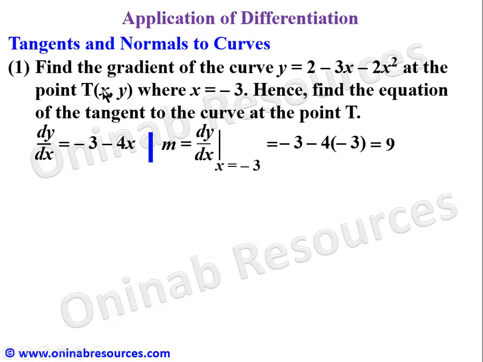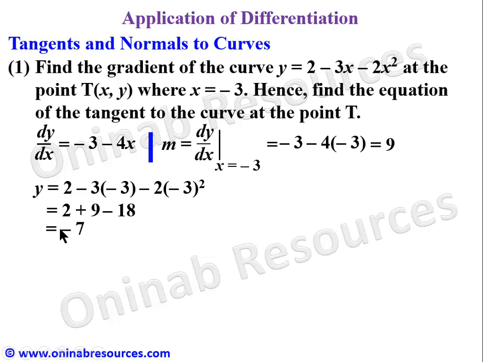So at this point (x, y), we need to find the value of y. To find the value of y at that point, we substitute x equals negative 3 in the curve's equation. So we now have y equals 2 minus 3 times negative 3 minus 2 times negative 3 squared, and that will give us 2 plus 9. This is 9 times negative 2, which gives negative 18. So simplifying this, we have y equals negative 7.